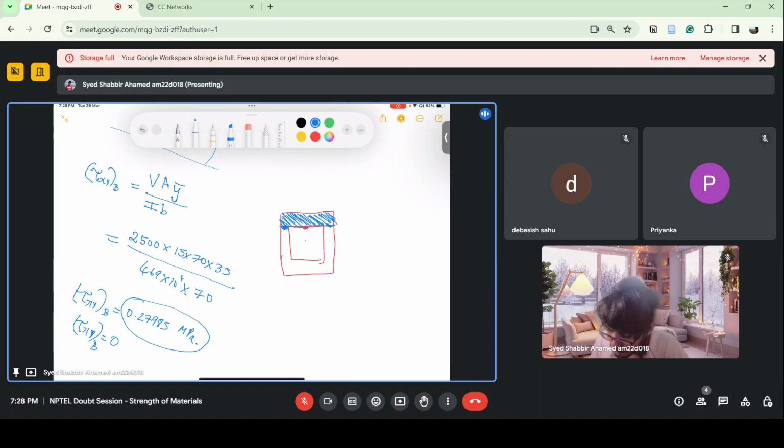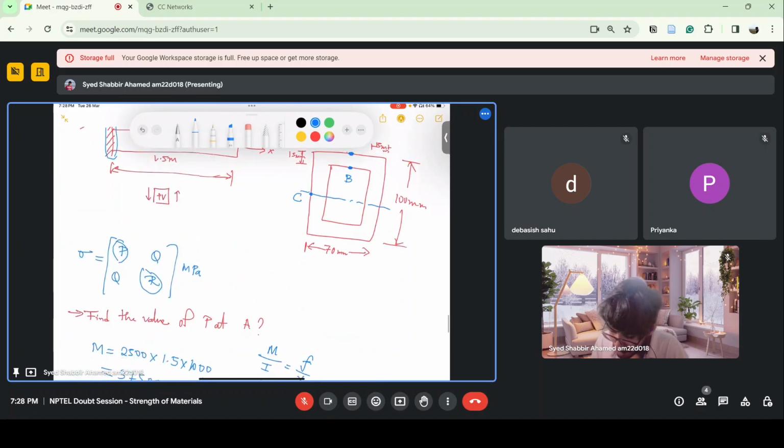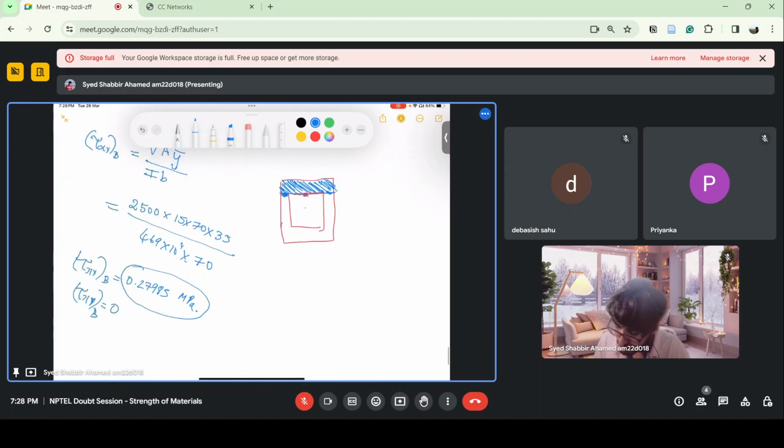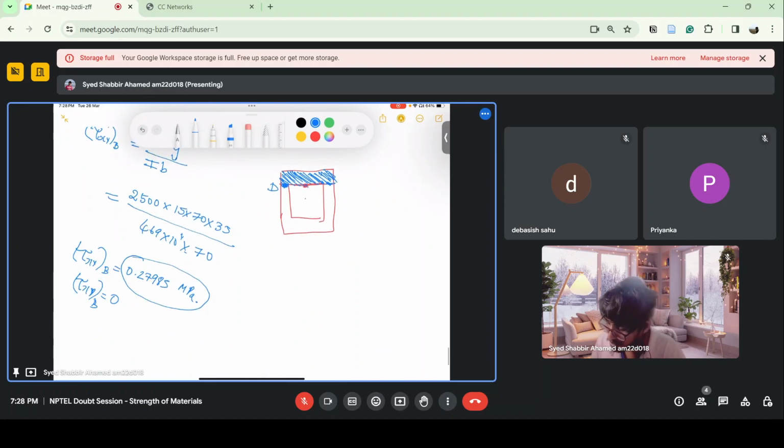Let's say this is some point D. If this is some point D, then you can say that at this point there is some shear stress which is 0.27895 at point D.